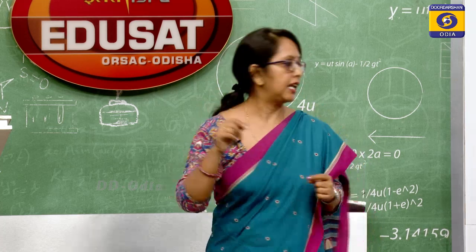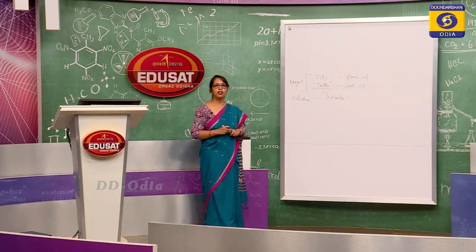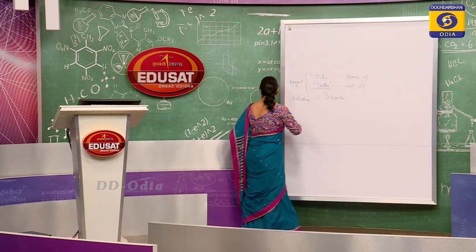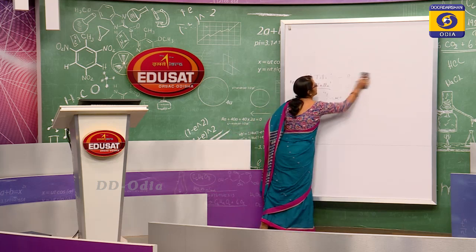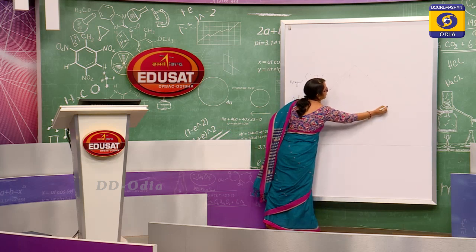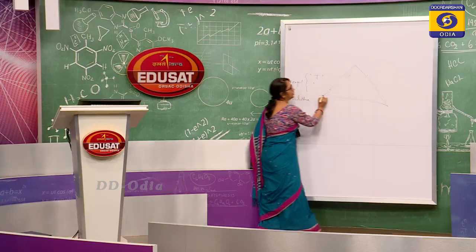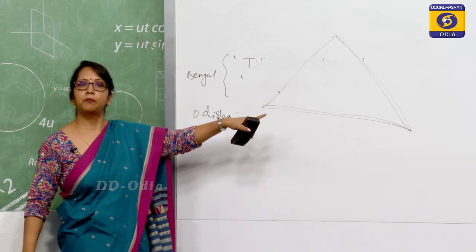So it looks like a pyramid. How does it look? The caste system looks like a pyramid. Okay, let me just wipe it out. It looks like a pyramid. What is the impression of this picture?